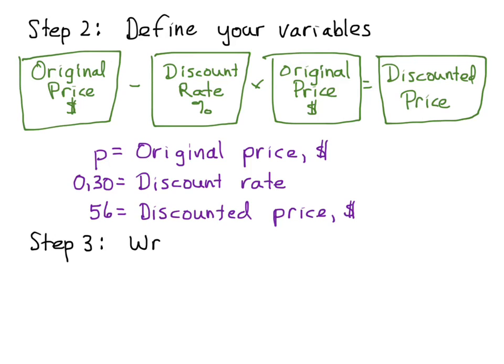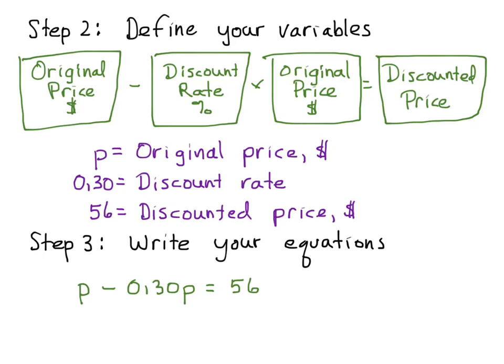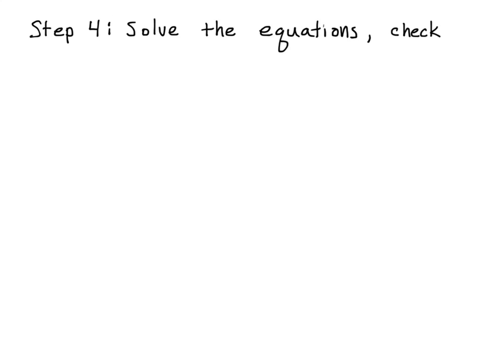Okay, so we have our variables. So what we want to do now is we want to write the equation. You see how this kind of falls together now. You have this model, you have all your variables, and so you just go from left to right, and I can write, okay, P minus 0.3P equals 56. Pretty straightforward. So here's your equation. So these are the first three steps, all right? So you start with a problem, now you have an equation to solve, and you have variables in that equation that are defined. So now we're just going to solve the equations.